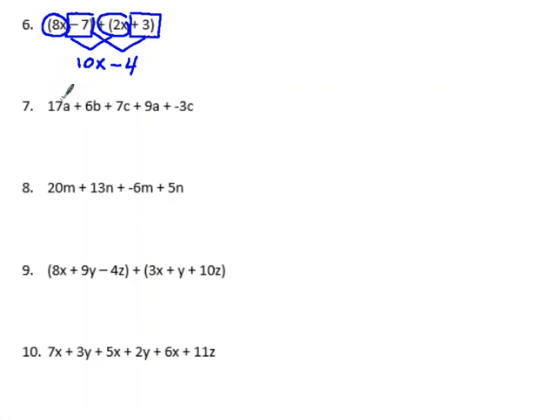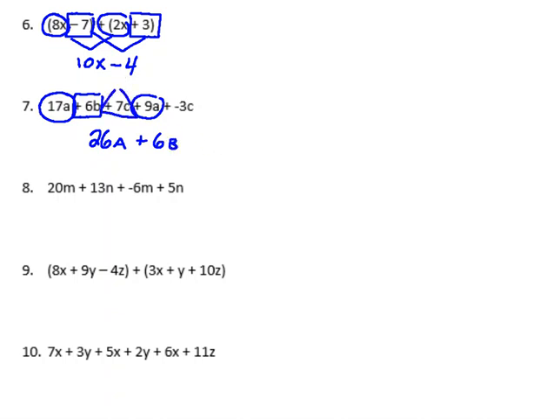Okay, looking for ones that match. I have a 17a and I've got a 9a. 17a's plus 9a's is going to make 26a's. I'm just going to use capital because I don't want to confuse you thinking that my a is a 9. Here I have a 6b. Now there's nothing else. So it's not going to change, but it can't disappear either. So I'm going to write plus 6b.